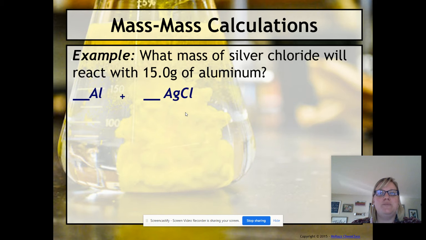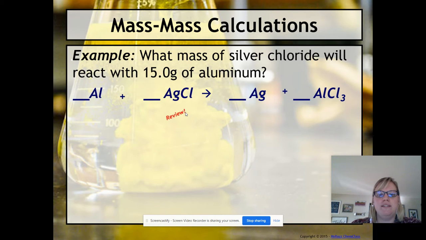This will be a single place replacement reaction. If you look at your activity series, aluminum is more reactive than silver. It will replace it. So what we will get is silver and aluminum chloride. Okay, so we've got our equation written out, and now we have to balance it.